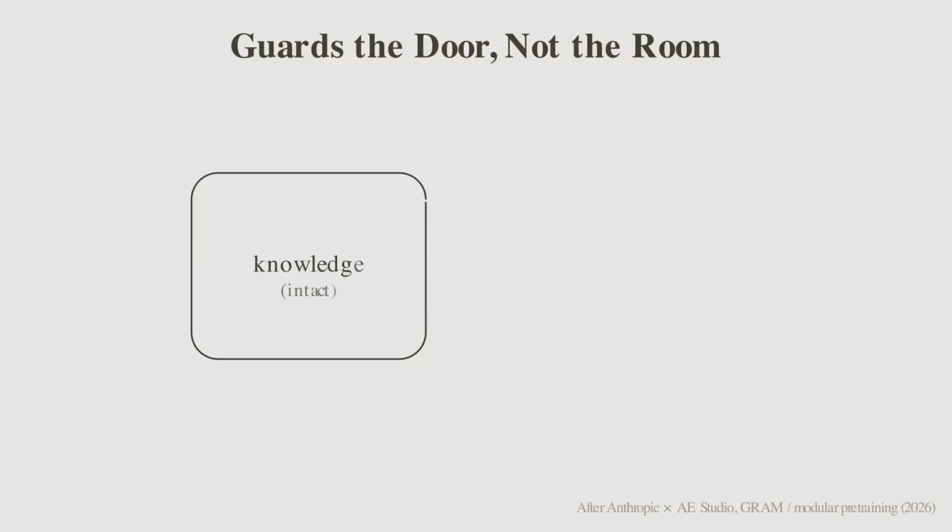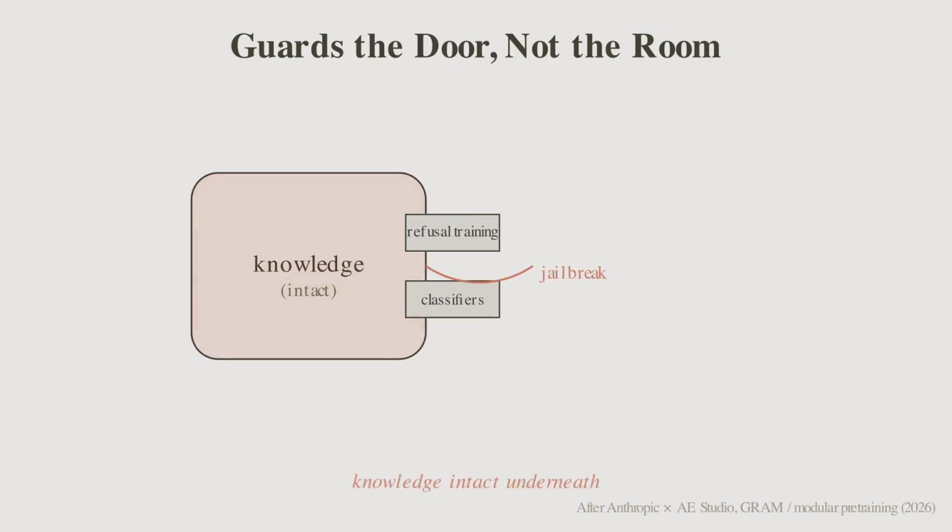Today's safety approach guards the output: refusal training, input and output classifiers. All of it sits on the exit door of the model, but the model's knowledge is still intact underneath. A determined attacker probing jailbreaks is sneaking past the door, not bypassing knowledge that was removed, bypassing guards on knowledge that was merely hidden. The room is still full.